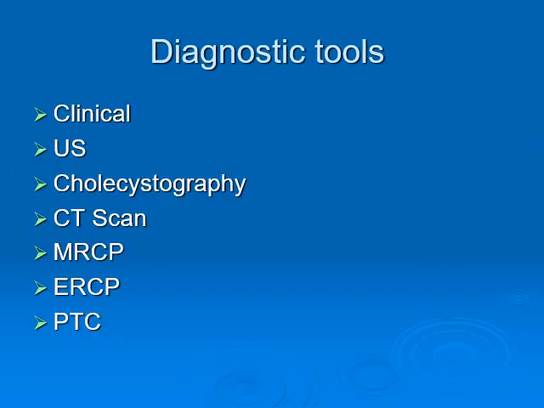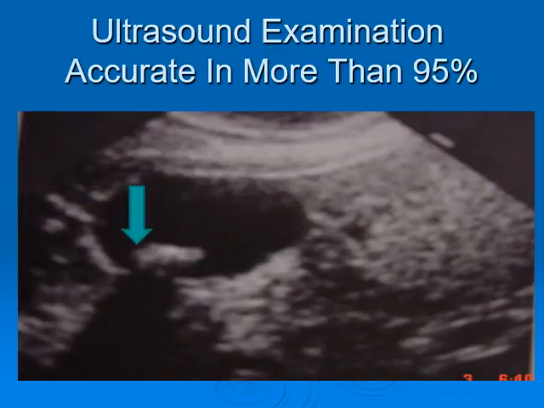Diagnostic tools: clinical picture; ultrasound examination is very accurate for detecting gallstones. Cholecystography is obsolete nowadays. CT scan examination can be done for detection of tumors. MRCP for evaluation of the biliary tree or biliary tract to find stones, to find strictures. ERCP is usually done as a diagnostic and therapeutic procedure in some cases of biliary pancreatitis or bile duct obstruction. If you don't have any of these, you can do PTC, which is percutaneous transhepatic cholangiography.